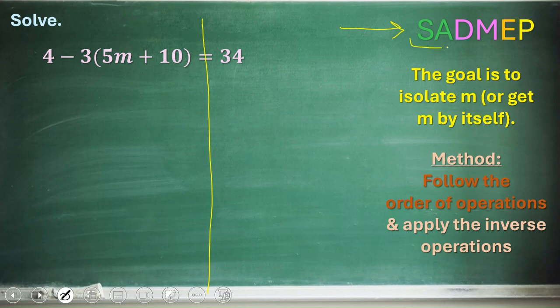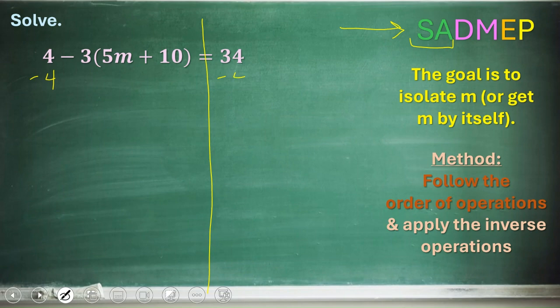So the first operations I am looking for is any addition and subtraction. I see that I've got 5m plus 10. That is being added. 10 is being added, but it's trapped inside those parentheses, so I cannot get to it. This negative 3 is not being subtracted. It's actually being multiplied by every term in the parentheses. Which leaves us with the 4. 4 is being added. It's not attached to anything. So that is the term that we can move. So I'm going to do the opposite or the inverse operation of adding 4, and that is subtracting. So I'm going to subtract 4 on this side.